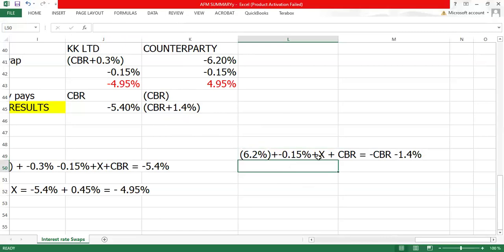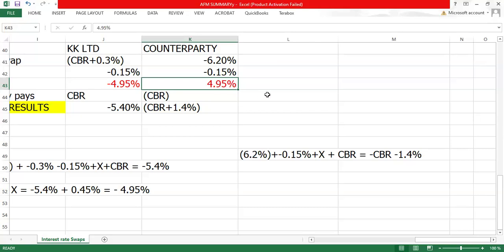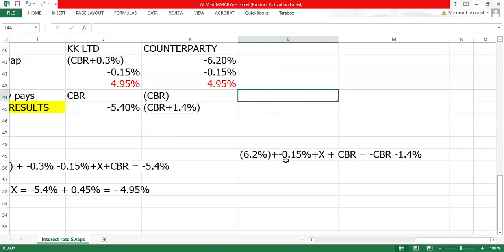Okay, so we are looking for x. We are looking for x. See whether indeed you get 4.95%. Someone tell me negative 6.2 plus negative 0.15. What do you get? This will be negative. This will be negative what? Negative 7 point what? Negative 7.35.